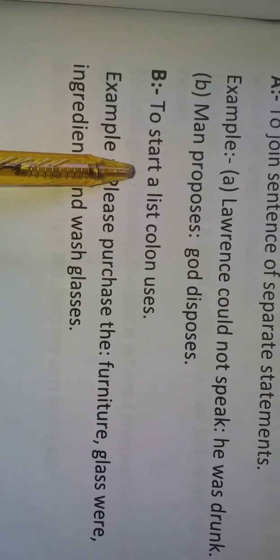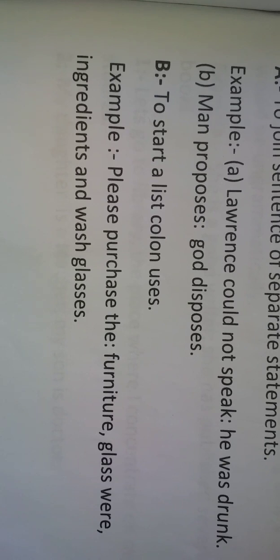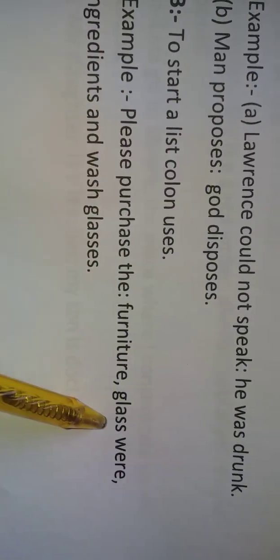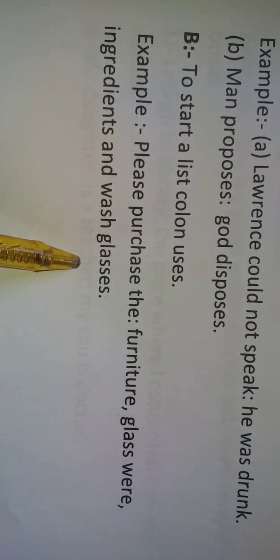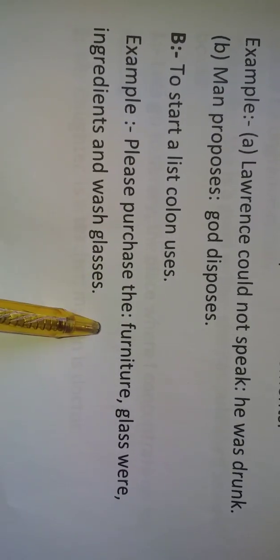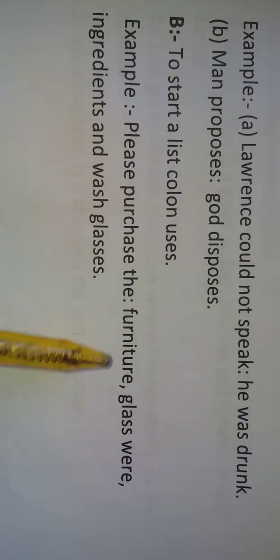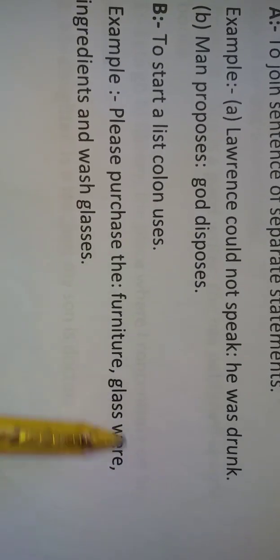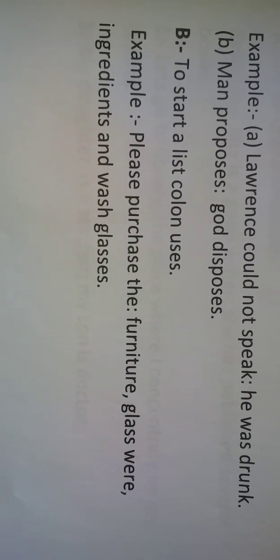To start a list, we use a colon. Now we make a list of something. See the example: please purchase the following: furniture, glassware, ingredients and watch glasses. When we make a list, firstly we use a colon and then we list the different things separated only by commas: furniture, glassware, ingredients and then the watch glasses.